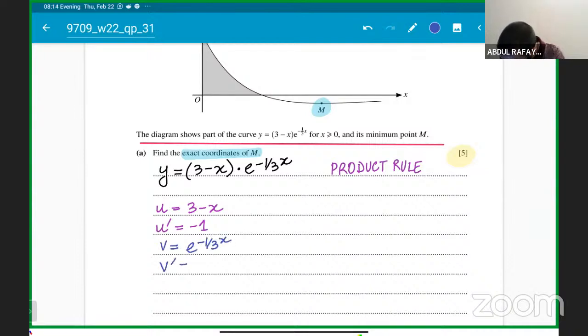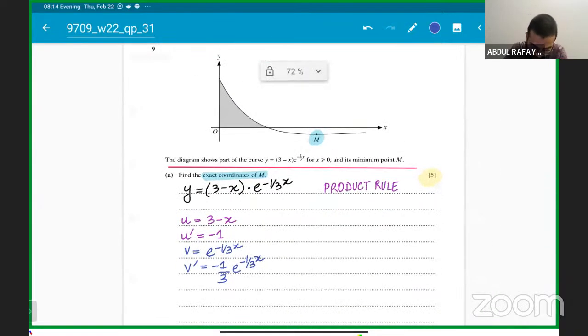So v dash will be anyone? Negative 1 over 3 power multiplies with the coefficient, and for e power exponential, the power remains the same. Okay, e power will remain the same. Everyone got this clear, guys? Understood with me? Following? So here we go, sir.